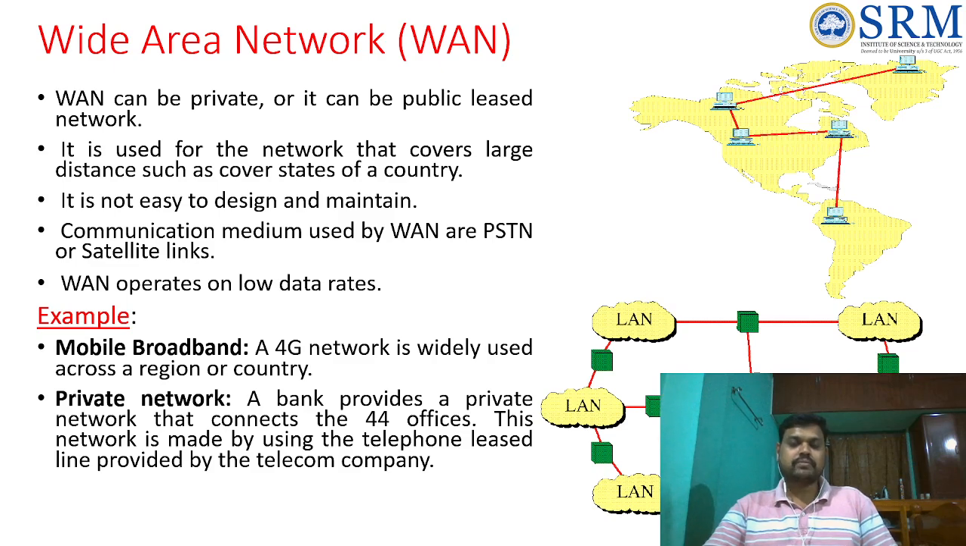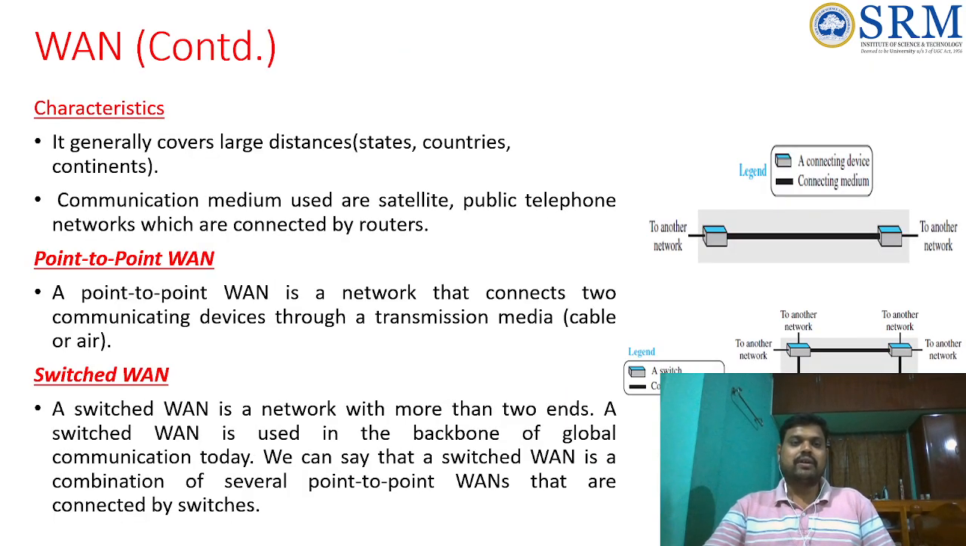Wide area network will cover entire countries around the world. It can also operate on low data rates. It covers large distances: states, countries, continents. Most wide area networks are implemented using satellites and public telephone networks, which are connected through multiple routers, millions of routers. Both wired and wireless medium can be implemented for WAN.